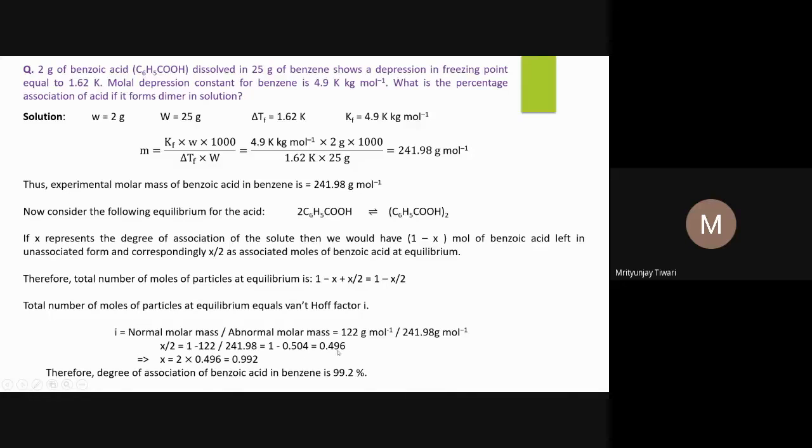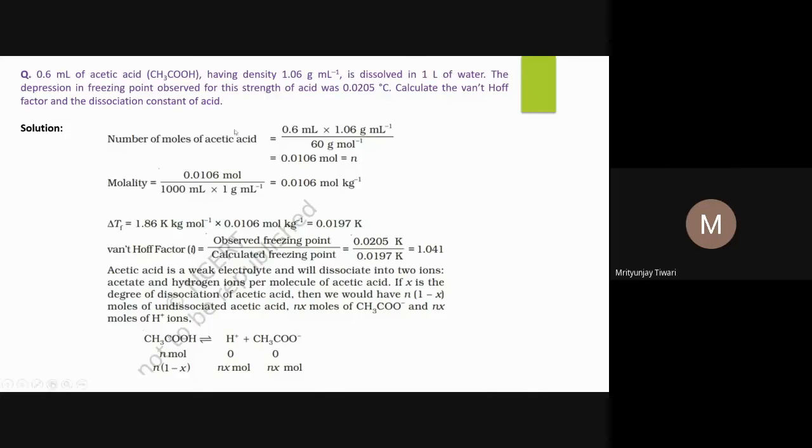So x by 2 is 0.496, so x is 2 into 0.496, which is 0.992. X is 0.992 means what? It means 99.2% of the benzoic acid is dimerized. It is associated. This is the last question of today's class, or the last question of this chapter as well.